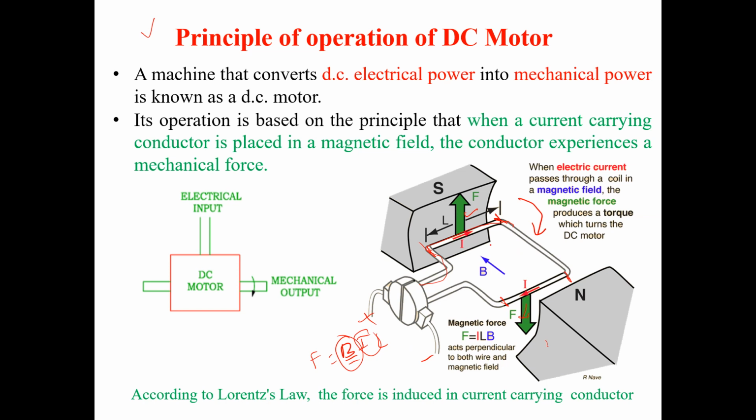If we have a number of conductors, it will produce a uniform force. Otherwise, for one conductor it is pulsating: it jumps when it is in a strong magnetic field, and when it is in a light magnetic field it slows down. But if we have a number of conductors in such fashion, there will be a uniform production of torque, as a result of which the conductor will move.